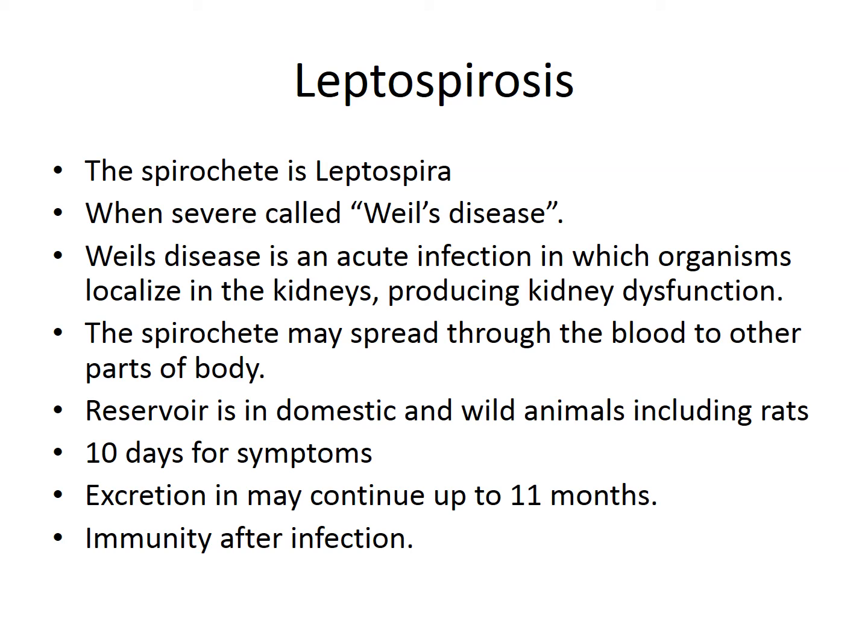Weil's disease is an acute infection in which the organisms localize in the kidneys, producing kidney dysfunction, so causing kidney failure, actually. The spirochete can spread through the blood to other parts of the body, so it can go to the heart, it can go to the liver. The liver is the most common, second to the kidneys, that's affected with it. And that's just where the anatomy of the body is. The reservoir is in domestic and wild animals, including rats.